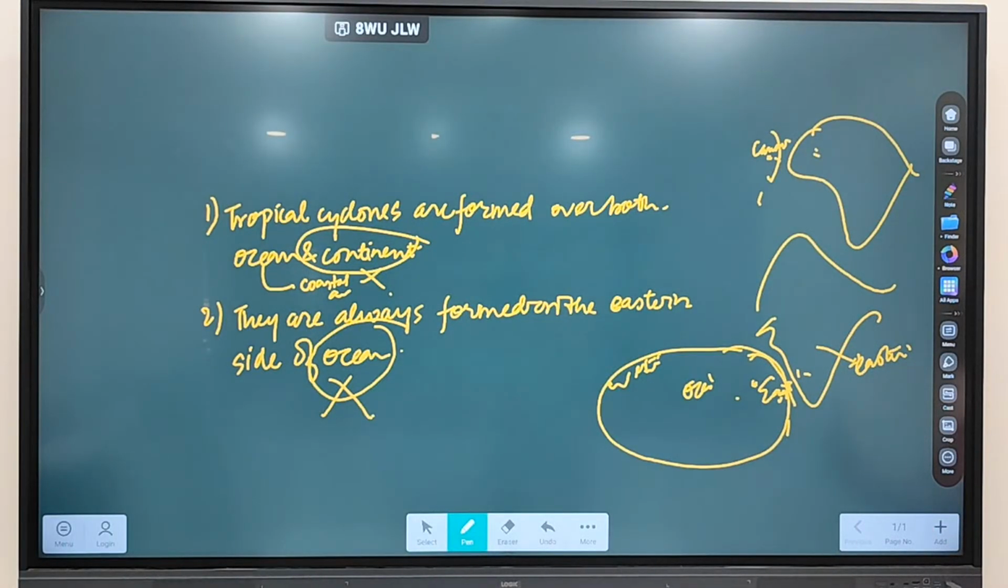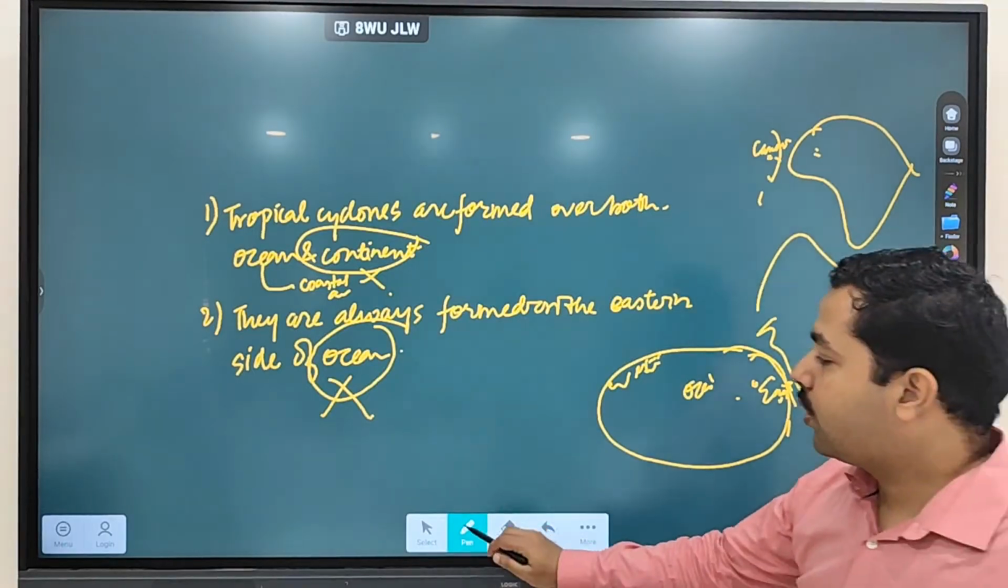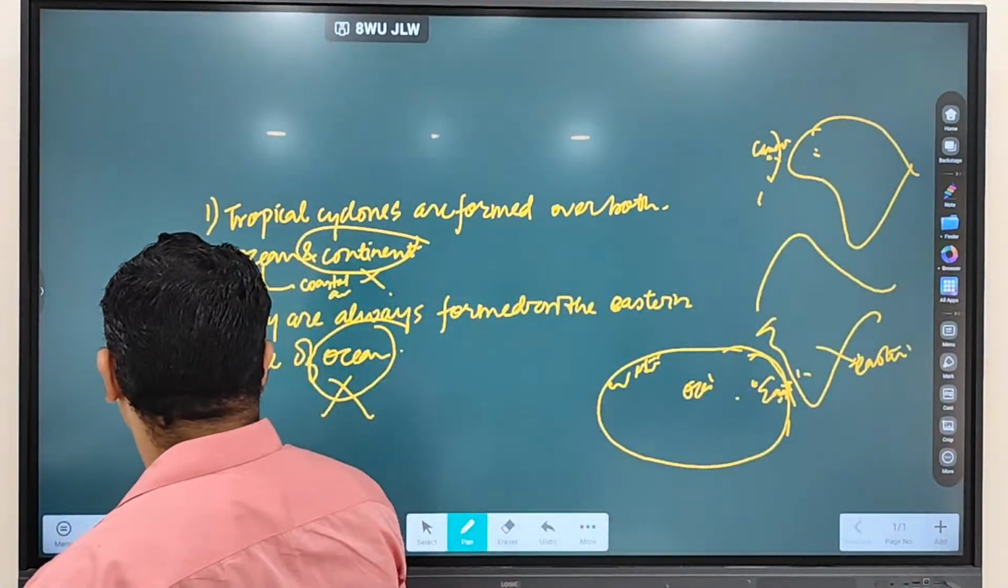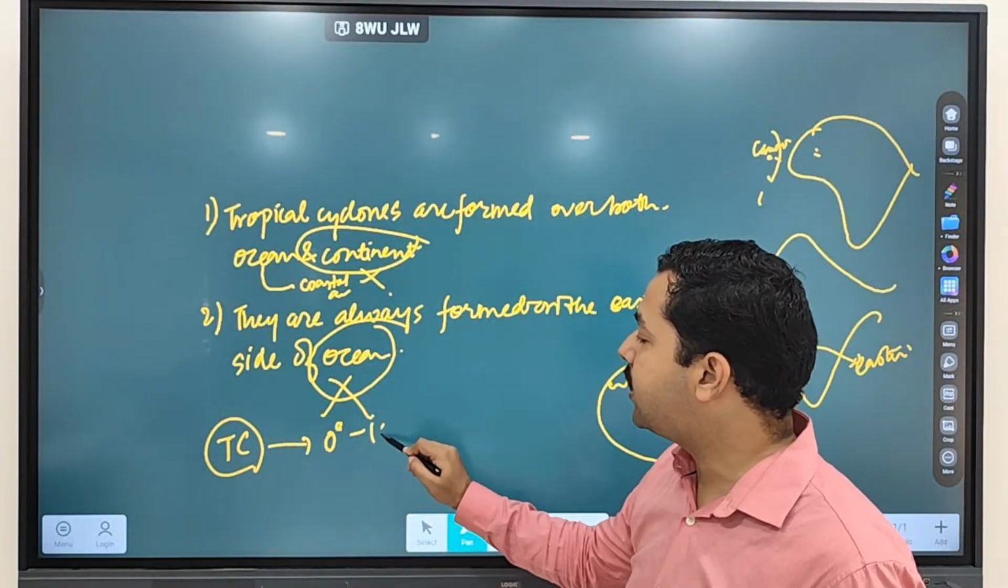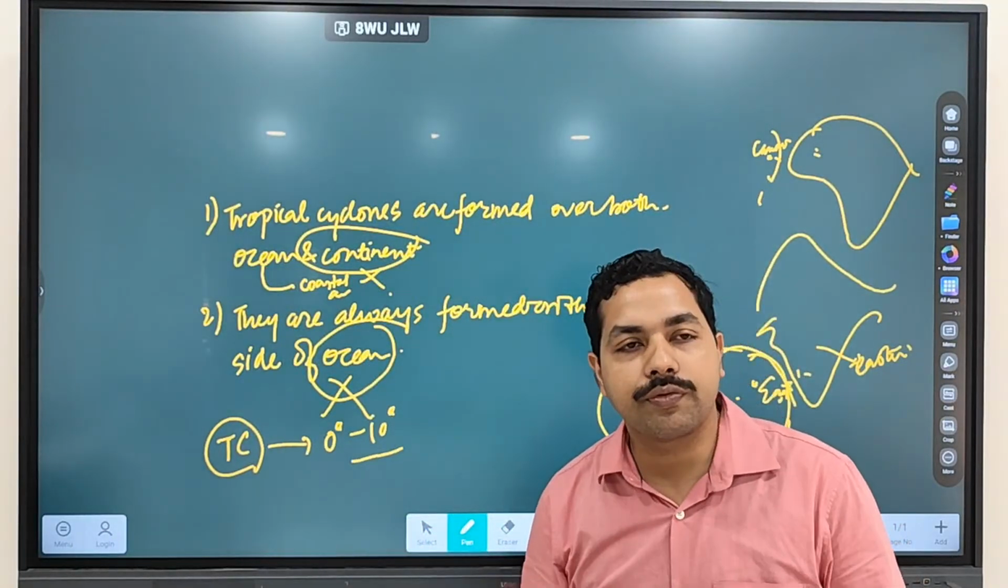No, they are always formed on the ocean, rather the eastern side of the continent. Clear? So that you have to keep in mind. So what we have written, tropical cyclones are what? Tropical cyclones are not going to be formed between 0 to 10 degree. Why are they not being formed? Due to absence of Coriolis force.